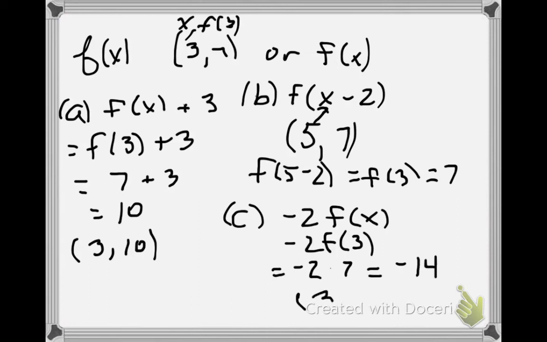So now again, the x-coordinate doesn't change. The only time the x-coordinate would change is if there's something inside the parentheses manipulating it, like in example B. So we're still at x equals 3, but now we're at y equals negative 14, because we did negative 2 times the original f of 3. And so (3, negative 14) is the corresponding point on the graph.